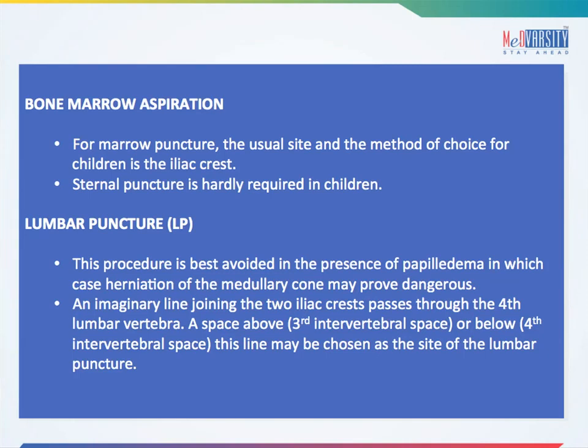Lumbar puncture, LP. This procedure is best avoided in the presence of papilledema, in which case herniation of the medullary cone may prove dangerous. An imaginary line joining the two iliac crests passes through the fourth lumbar vertebra. A space above, the third intervertebral space, or below, the fourth intervertebral space, this line may be chosen as the site of the lumbar puncture.